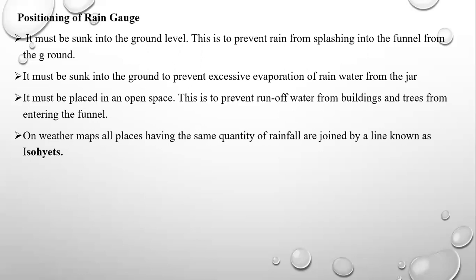So the rain gauge is very, very important because that's what you use in order to collect the rain.